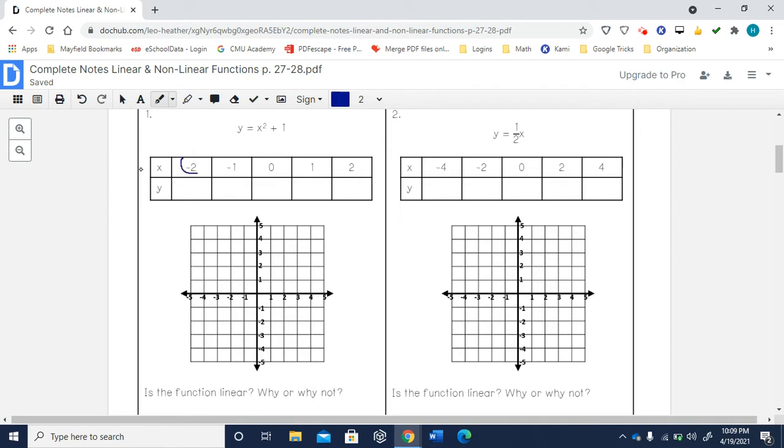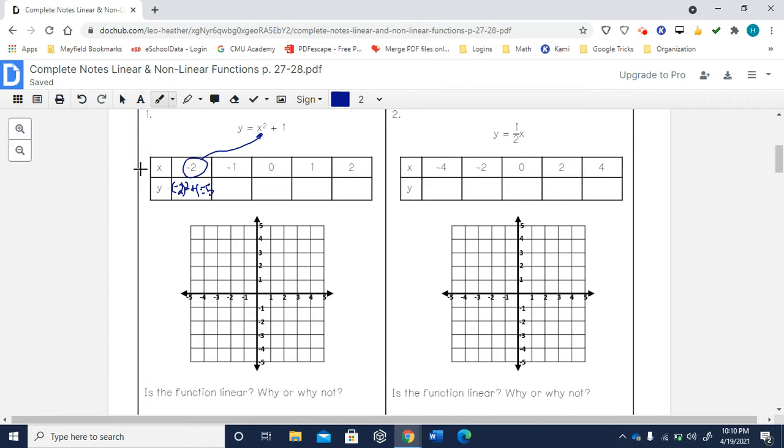So for this first one, it says x equals -2. I'm going to take that -2 and substitute it in for the x. So I'm going to take -2 and put it in place of the x. Okay, so I'm going to do -2, it has to be in parentheses, squared plus 1. Okay, -2 squared plus 1 equals 5. Right.